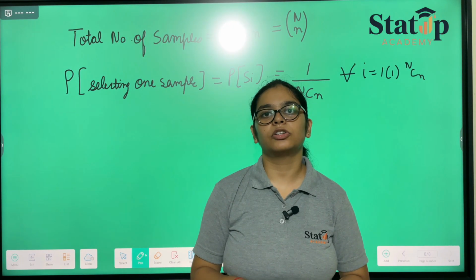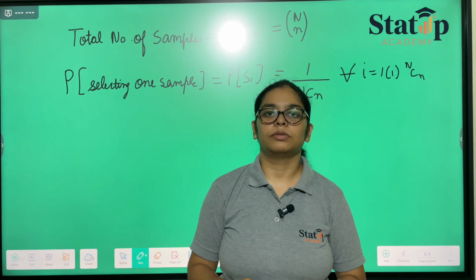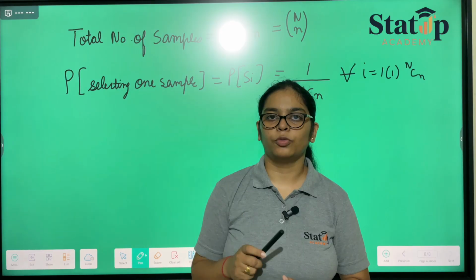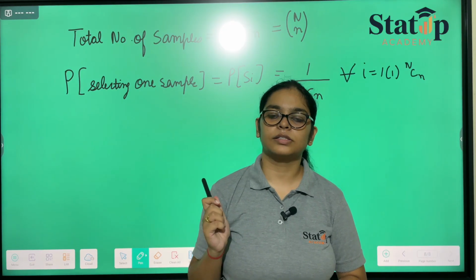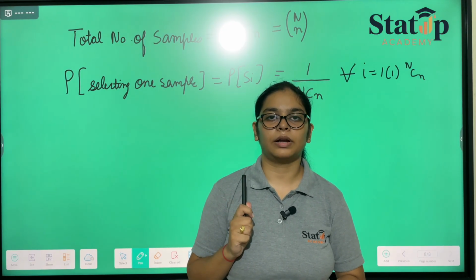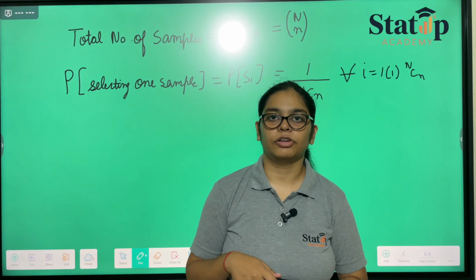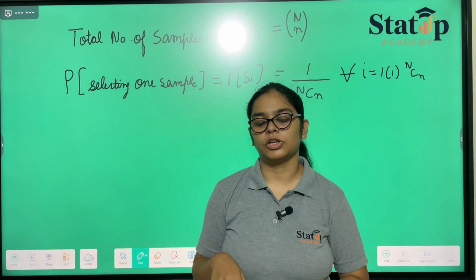If you still have any doubts, then you can ask in the comment box. Only relevant doubts will be answered. And I hope you understood today's lecture, and this was the basics of simple random sampling. From tomorrow, we will start doing its derivations, variances, estimation, and everything.